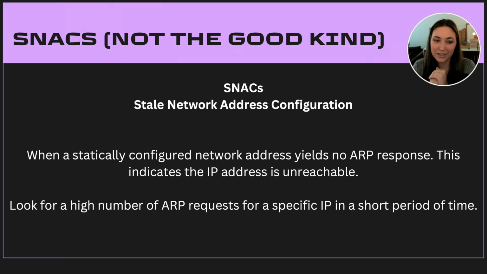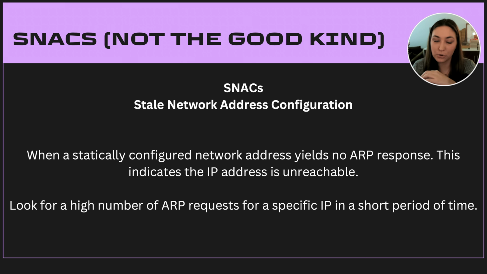So, stale network address configuration. This is when a statically configured network address yields no ARP response. You're going to have these ARP requests saying, hey, who has this IP? Or, hey, do you see this? And then there's no response back. That might indicate that the IP address is unreachable. So maybe there were changes within the network and they didn't clean up this statically configured address. And so there's still ARP requests coming out and no responses for those.